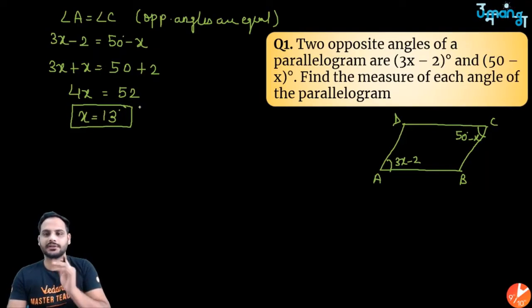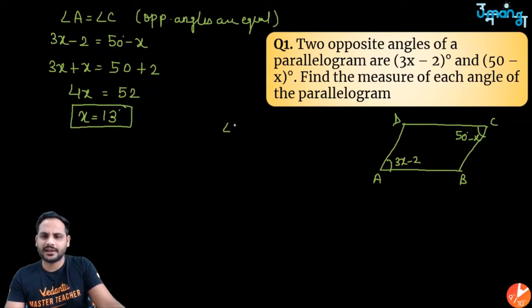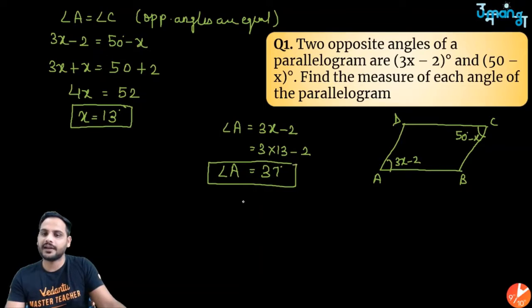X is 13. So what will be the value of angle A or angle C? Anyone? So I can say, sir, angle A will be equal to 3x minus 2, which means 3 into 13 minus 2. 3 into 13 is 39 minus 2 is 37 degree. So angle A is 37 degree. If angle A is 37 degree, angle C also will be 37 degree.